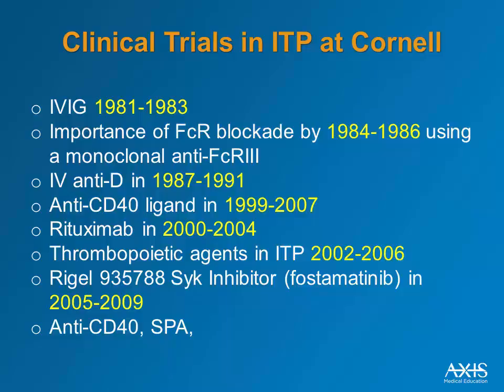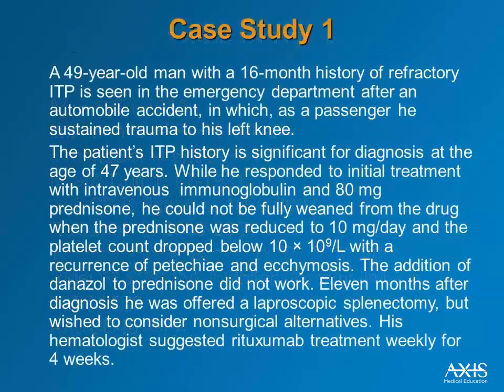So we're going to go now to the two interactive cases, and Dr. Liebman will do the first case in adults. Thank you, Jim. This is a case of a 49-year-old man with a 16-month history of refractory ITP. His recent event begins during an automobile accident when he's a passenger, but his airbag failed and he went forward and injured his left knee, sustained trauma to the left knee, and was brought to the emergency room.